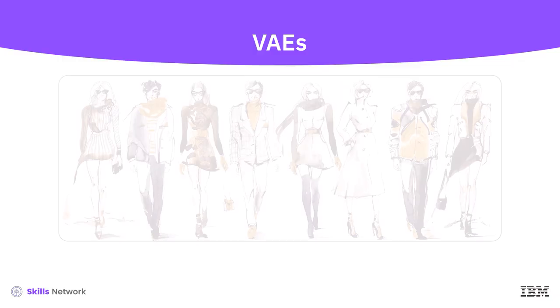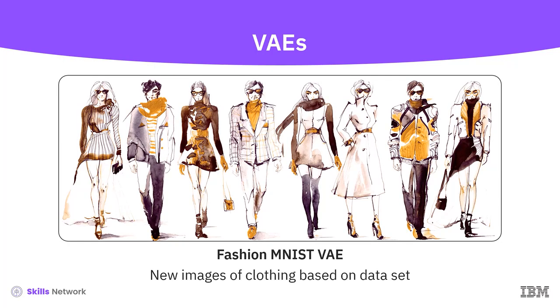For example, the Fashion MNIST VAE model is used to generate and reconstruct images from the Fashion MNIST dataset, which includes different clothing items like shirts, shoes, and bags. It creates new, realistic images of clothing items based on the patterns it has learned from the data.